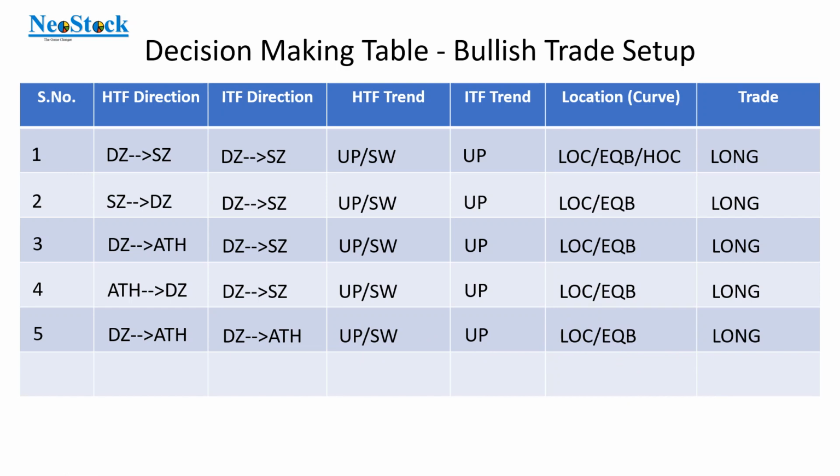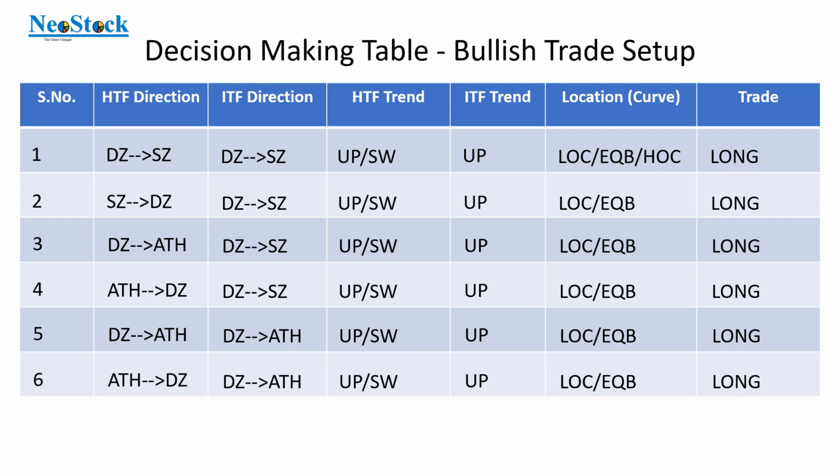And the last, sixth scenario: now ATH to demand zone, all-time high to demand zone, but this is demand zone to all-time high. Now also, because we have only a low on curve and equilibrium, you can plan long trades. How are we planning long trades? Because here ITF price direction is in our favor. So that is the reason why earlier I told you, we always trade in favor of the ITF price direction.